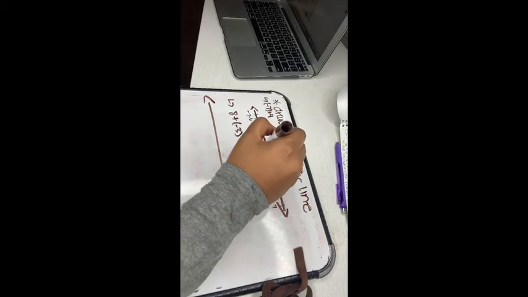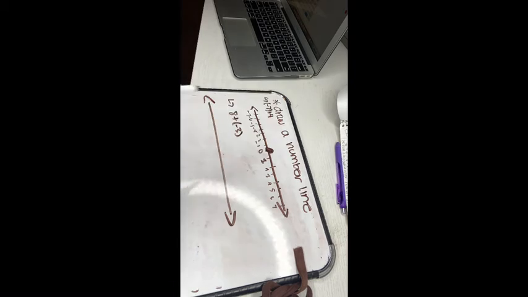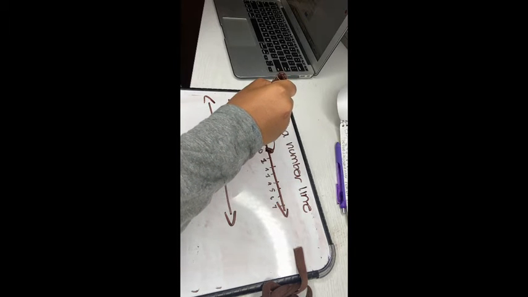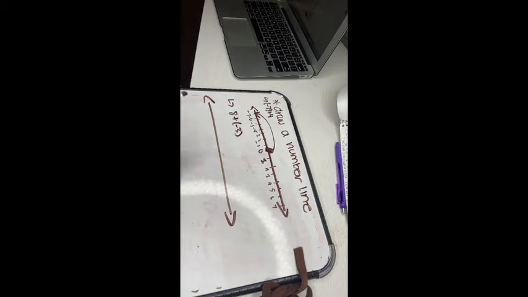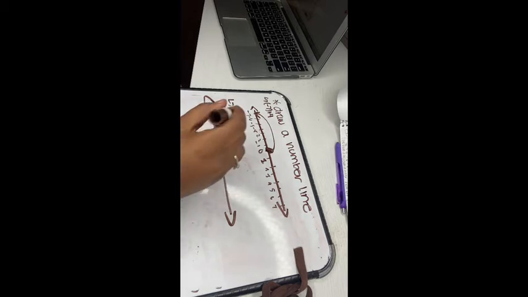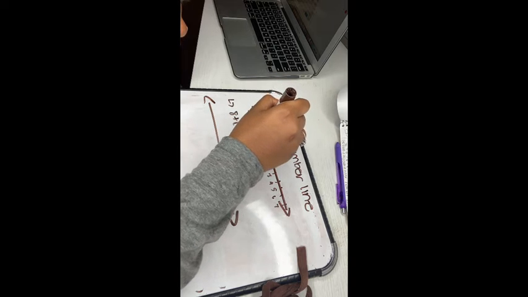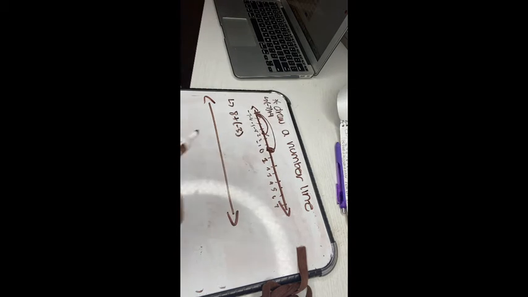And we start at 0. So we are trying to illustrate negative 7 plus 4. So we jump to negative 7. And then we're adding 4, and 4 is positive. So we go to the right 4 spaces. 1, 2, 3, 4. And stops on negative 3.